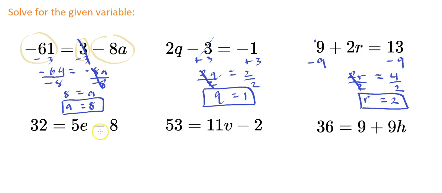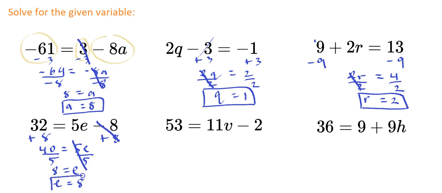This one down here, we add 8 to both sides. That cancels out the minus 8. So we're left with 5e equals 40. Divide by 5. That leaves us with e equals 40 divided by 5 is 8. And so the final answer is e equals 8.